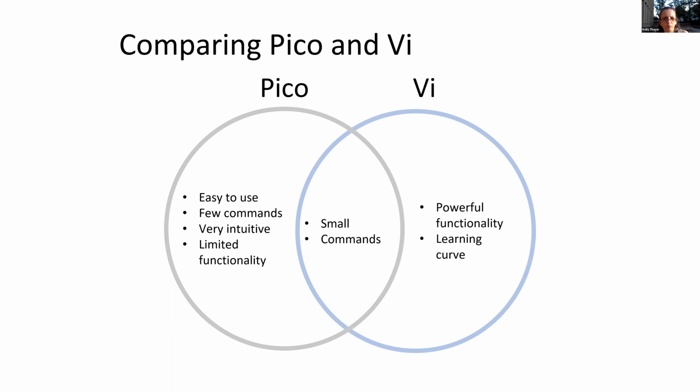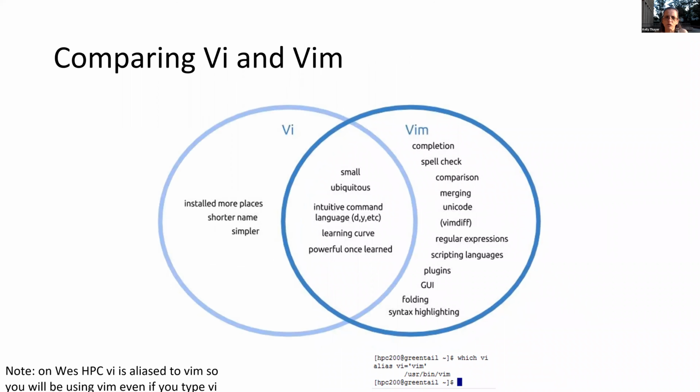So let's start off with a comparison of Pico and VI. Pico is one of the simplest text editors. It's very easy to use. It has very few commands. It's intuitive, but of course, because it has so few commands, it does have limited functionality. Both Pico and VI are relatively small and are command driven. VI has powerful functionality, but it does have a substantial learning curve because you need to memorize a number of keystrokes. And if you're not so good at memorizing those things, then this may not be the one that is for you. However, if you do put the effort in to learn it, there are substantial gains to be made.